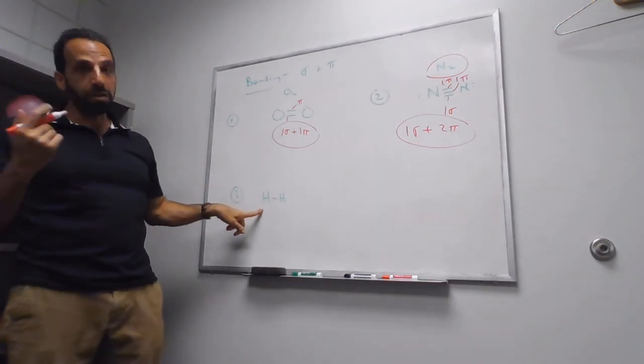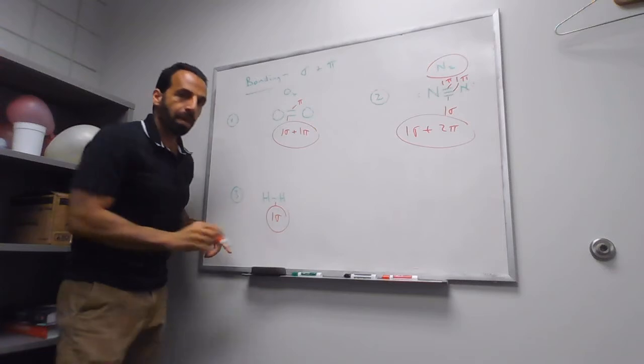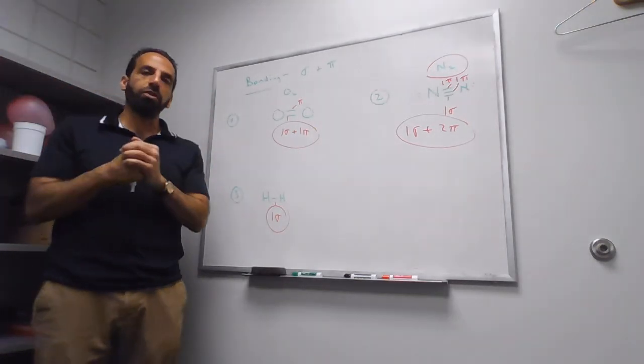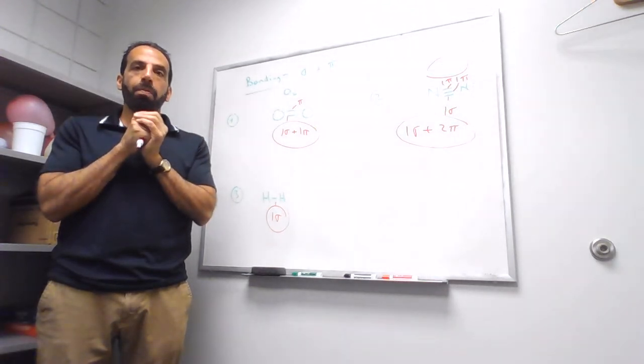Last one is hydrogen gas. Hydrogen gas is reactive, and the reason is it's just 1 sigma bond. So again, be able to look at single bonds, double bonds, and triple bonds, and determine the number of sigma and pi orbitals in there.